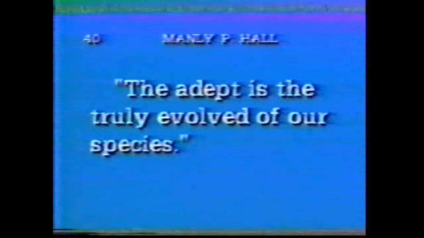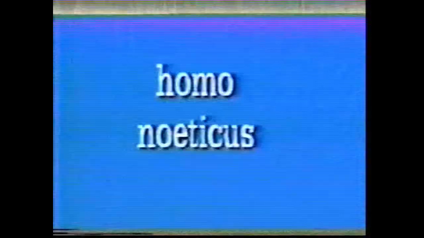Manly P. Hall, the writer that I've quoted in the past, wrote this in his book, The Secret Teachings of the Ages. Number 40, the adept is the truly evolved of our species. In fact, they even have a name for this highly evolved individual. The New Agers claim they have evolved into a species of man called Homo noeticus. Isn't that interesting? Now let's go back to our study of man's so-called ancestors.